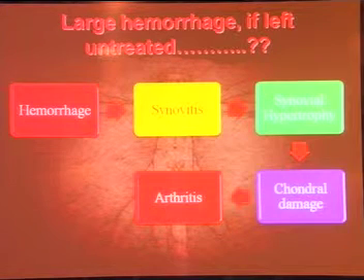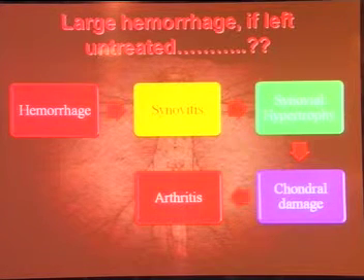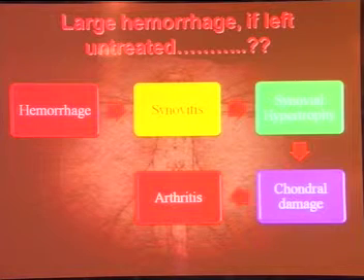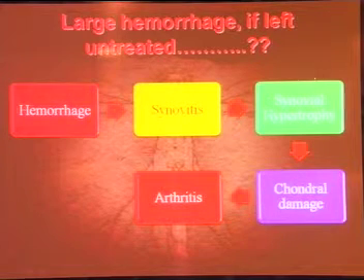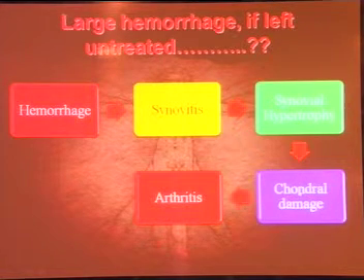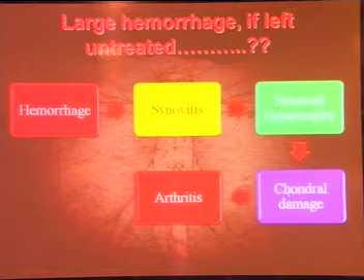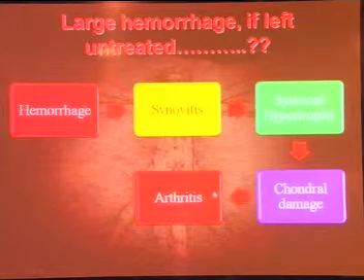What happens if the hemarthrosis is presented to you late? The hemorrhage leads to synovitis and hemosiderin deposition in the synovium, which leads eventually to synovial hypertrophy, and that hypertrophy, like in rheumatoid arthritis, leads to chondral damage and eventually arthritis.